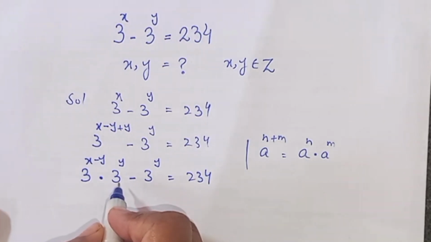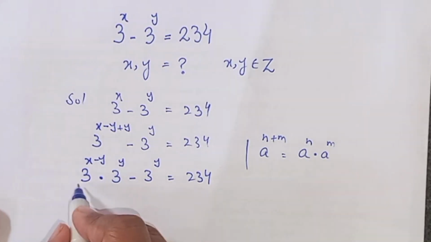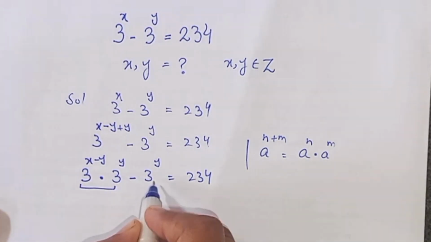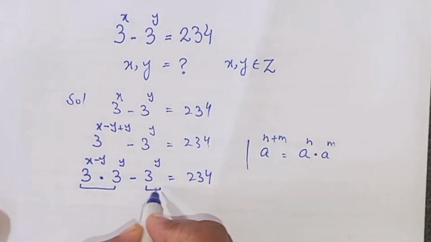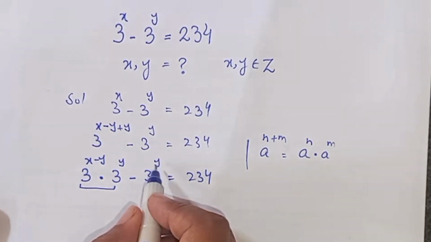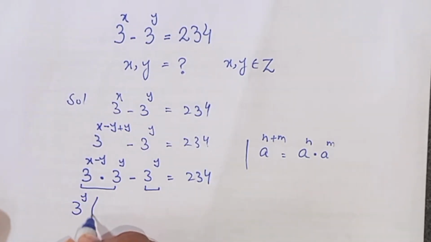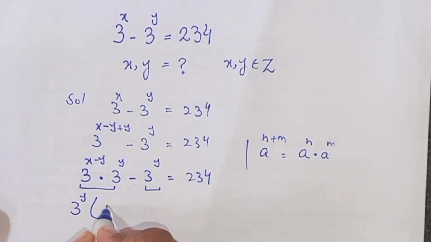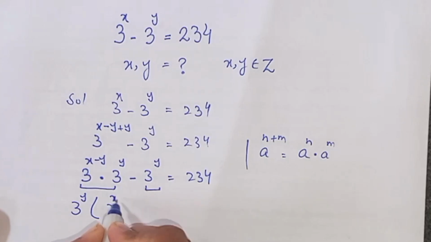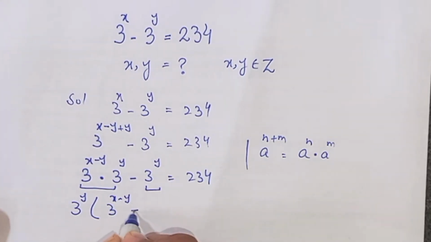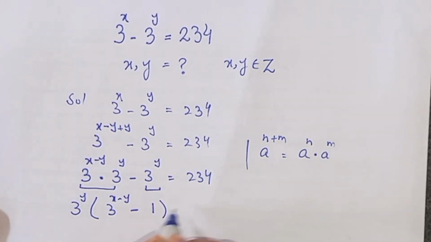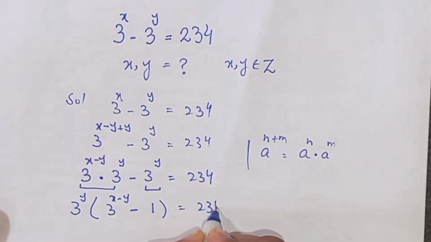And in the next step, look at this 3 raised to the power y involved in this term. This is the first term, and this is the second term. 3 raised to the power y is involved in both terms. So we factor out 3 raised to the power y. The remaining value will become 3 raised to the power x minus y, and this will become just 1. It's equal to 234.